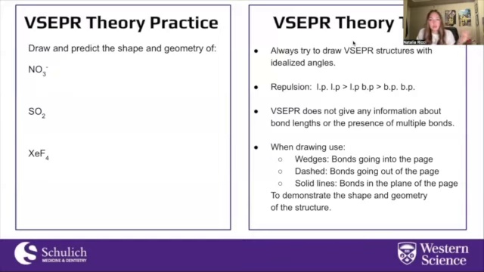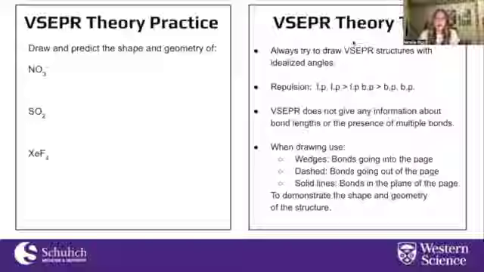Also, this is really important: VSEPR does not give any information about bond length or the presence of multiple bonds. Compared to other drawing methods, such as Lewis structures, where you do see double bonds and triple bonds, VSEPR does not depict that. So it may be helpful, and I'll show it when we do an example, to draw the Lewis structure first so that you can see if there are double or triple bonds present that affect the geometry of the structure. I'll show that.